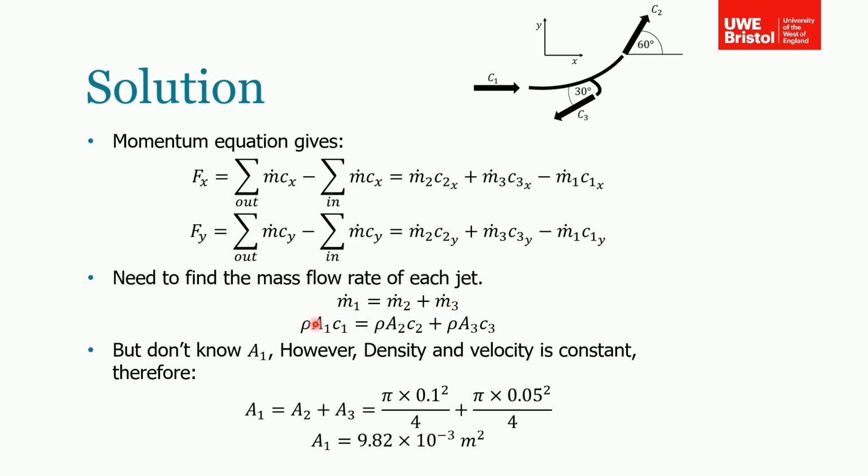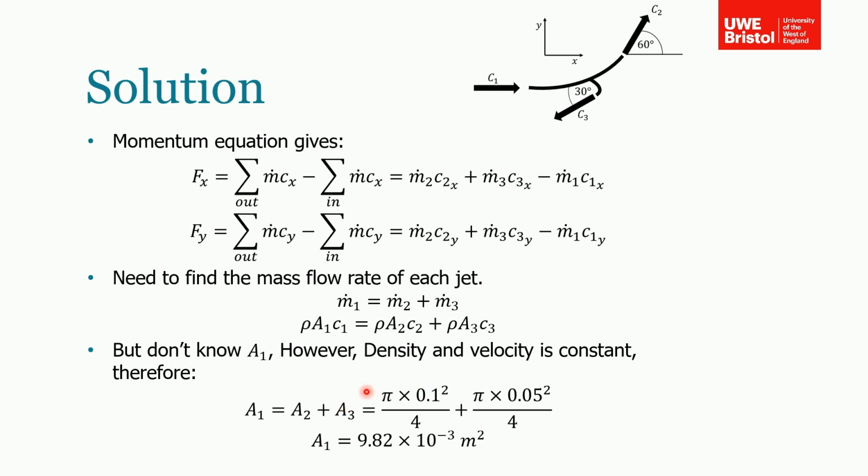And substituting these for density times area times velocity, then we can write it like this. So for the inlet and the two outlet jets, we don't know what A1 is, we don't know what the area of the inlet jet is, and also we know that the densities are constant, and the velocities are constant, so those can cancel. So what we end up with is just that the area of 1 being equal to the area of 2 plus the area of 3.